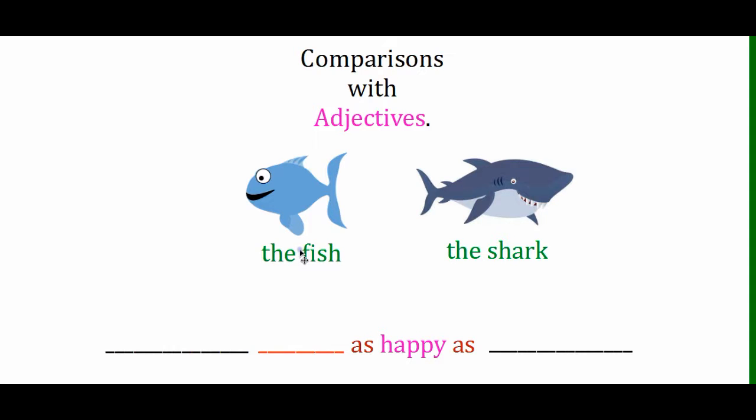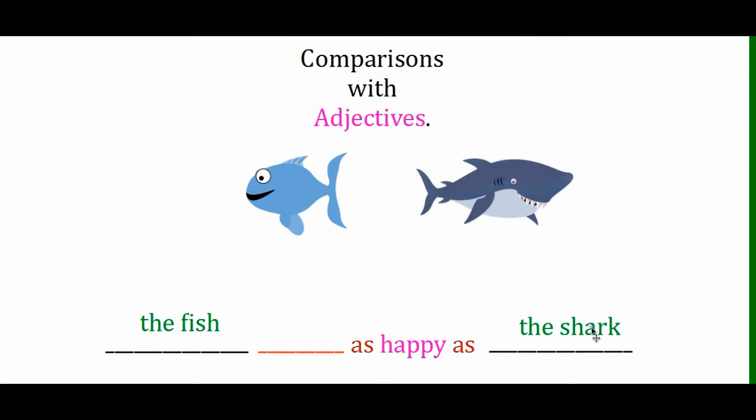Now they're both pretty happy. So we can have the fish and the shark in either place. We could even swap them around because they're the same. And be won't be negative, it'll be affirmative. So the shark is as happy as the fish. They're the same.